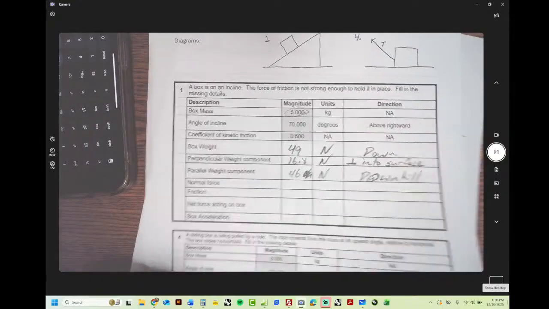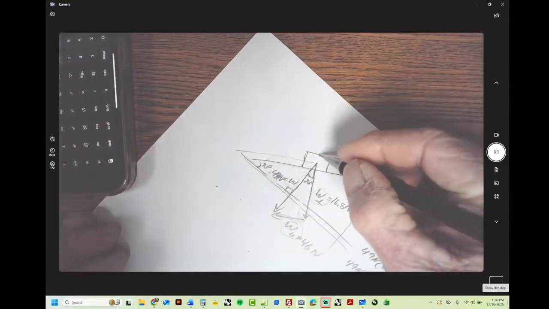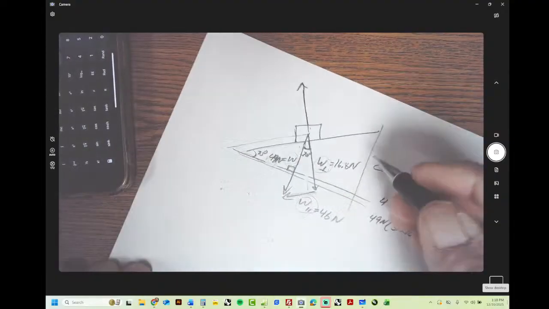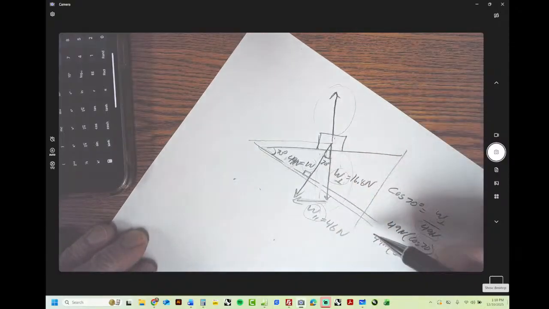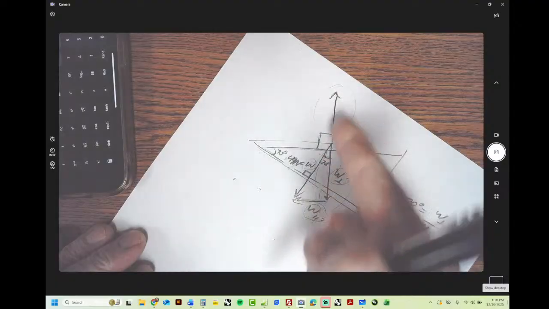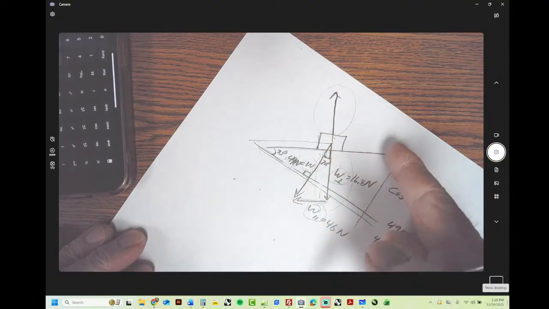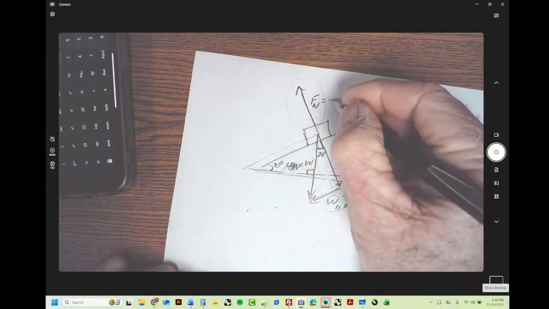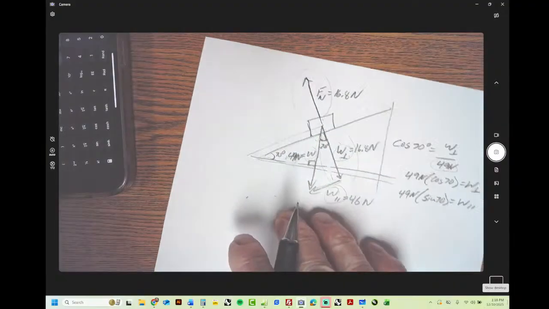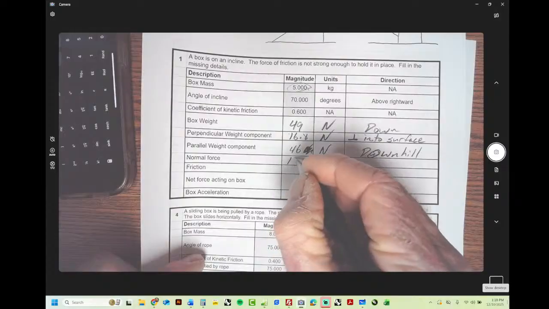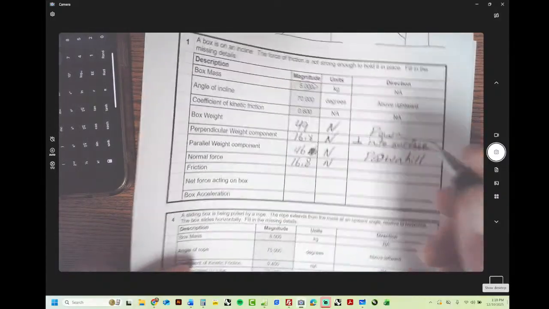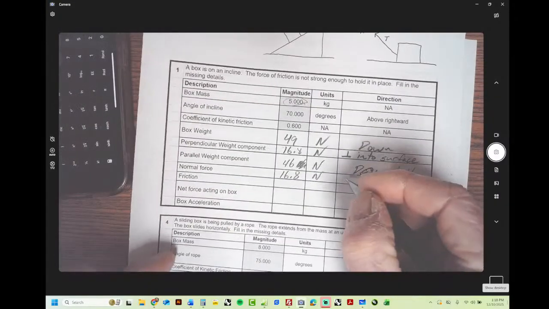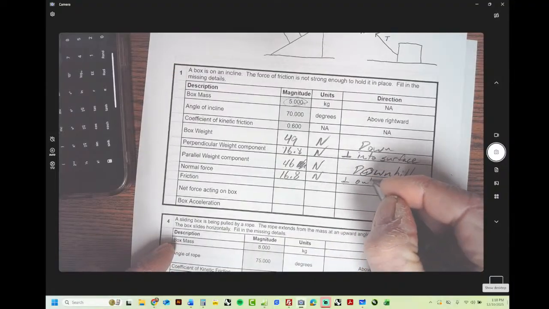Normal force. Normal force is exerted straight out by this surface on the box. So it's like this. And I know that this normal force is equal to that perpendicular force because I know that in this dimension the box is not accelerating. It's just staying there. It's only moving in this dimension. So the normal force has to be the same as that, 16.8. And since this is perpendicular and into the surface, the normal force is perpendicular out of the surface.